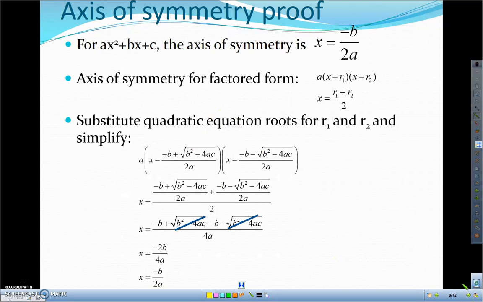Not to get into a whole bunch of details, but if we think of the axis of symmetry in factored form, we've got a times x minus r1 times x minus r2. The midpoint of it would be r1 plus r2 divided by 2. Those roots are based on the quadratic equation, where we can take them, add them together, and what is really nice is that the square roots cancel out. We get negative 2b over 4a, which turns into negative b over 2a. And this here is what we're getting at.